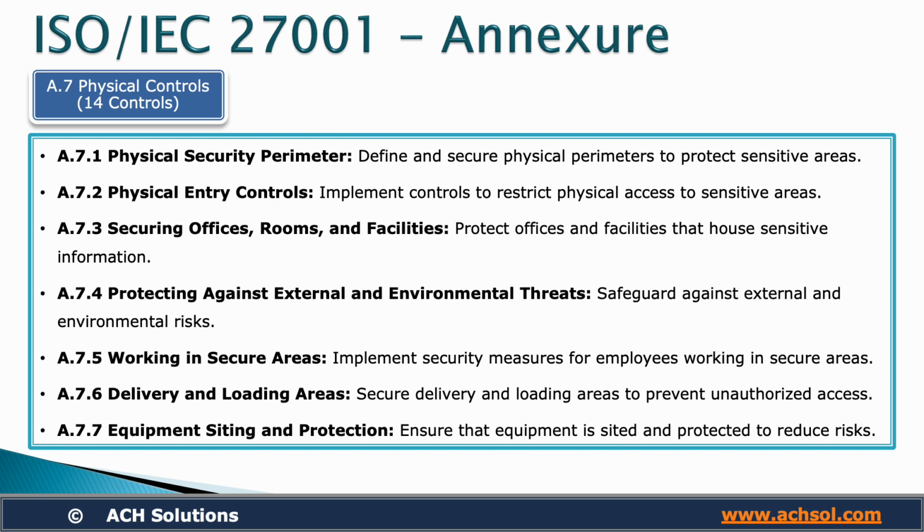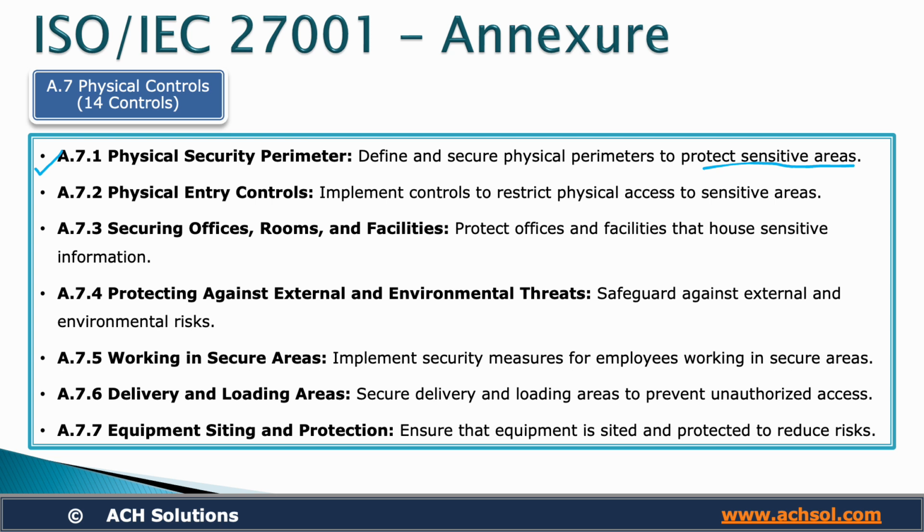A.7.1, which says physical security perimeter. So this particular control asks you to define and secure physical perimeter to protect sensitive area. That means you have to first define your sensitive area. You should know what are the sensitive areas in your office. Then you should secure them.